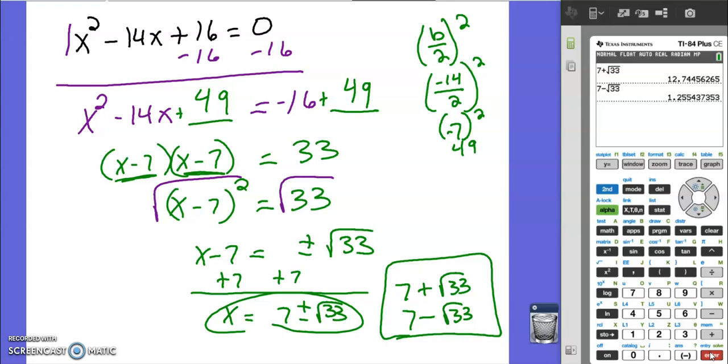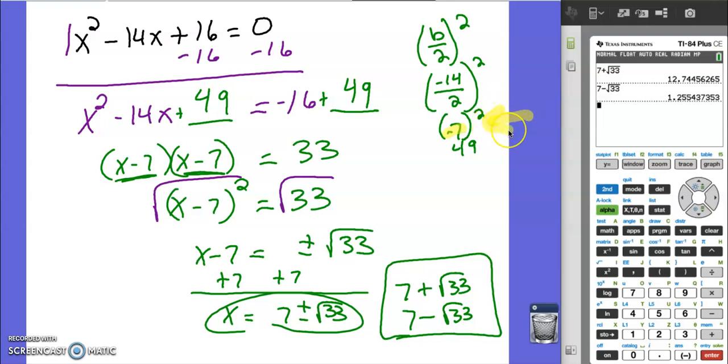Now, one thing I do want to point out to you on this, just as a little hint: if you're having problems with factoring still, like you're not sure exactly what that will factor, notice when you did b divided by 2, that is -7.